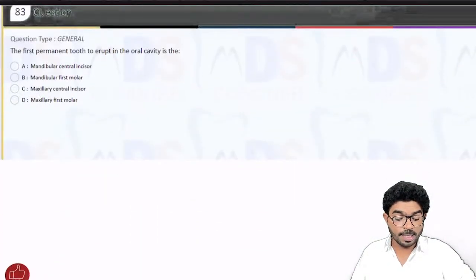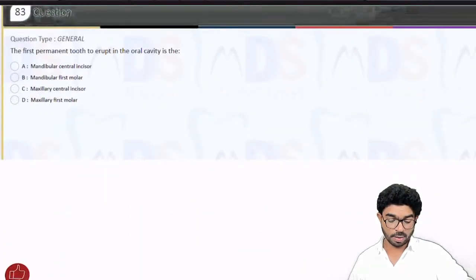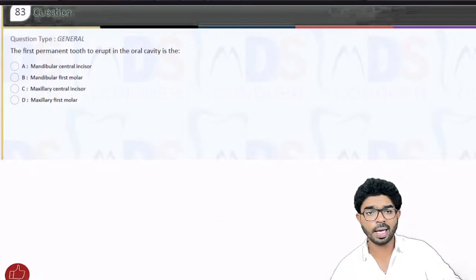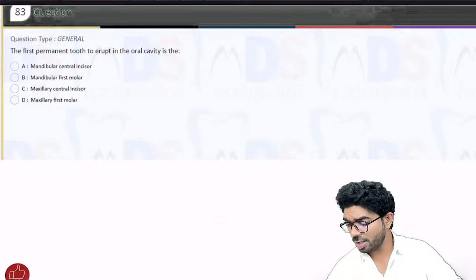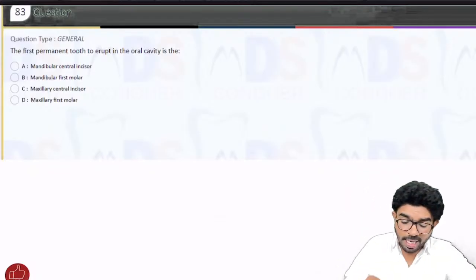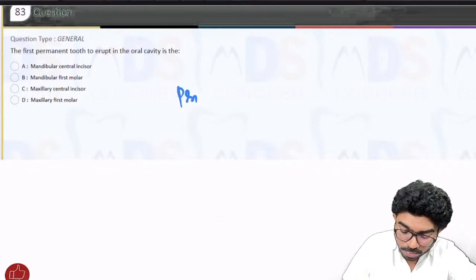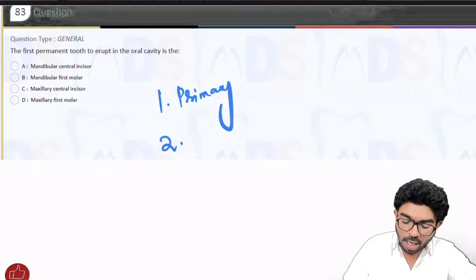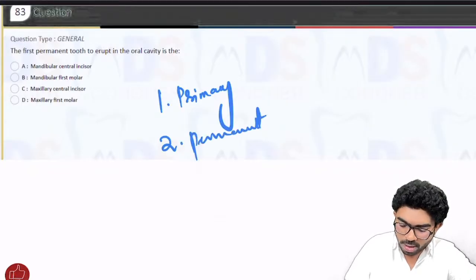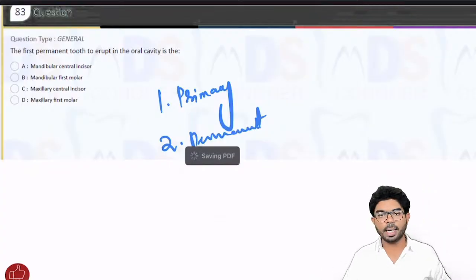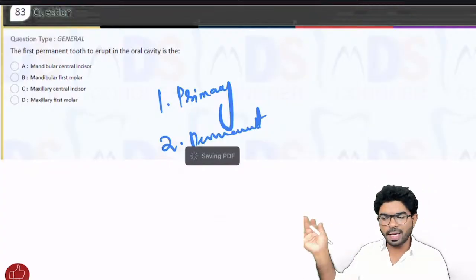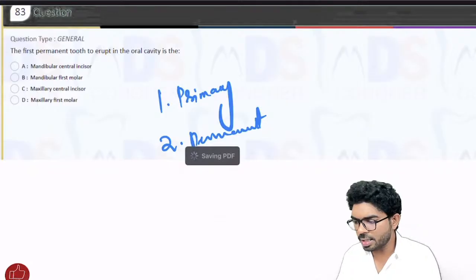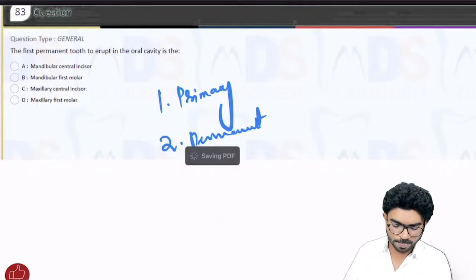Then comes the first permanent teeth to erupt into the oral cavity. Which permanent teeth erupts into the oral cavity first? Now I want you to answer this. What is the first primary teeth to erupt into the oral cavity? And what is the first permanent teeth to erupt into the oral cavity? Please do drop the answers in the chat box. Please do come to live. Drag your cursor button to this end, come to live.